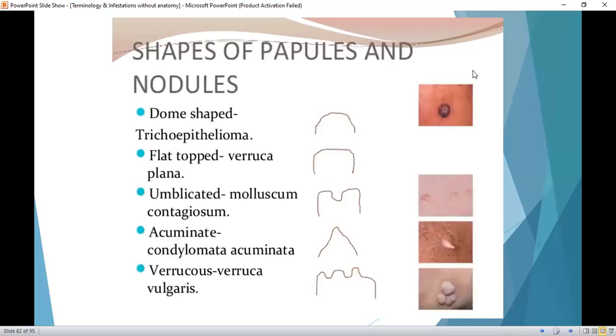Then this is just an animated picture of the different types of papules and nodules. Papule is usually dome-shaped, for example, trichoepithelioma; flat-top, verruca plana, plain warts; umbilicated, molluscum contagiosum, with a punctum present in the center. Acuminate, that is a special, filiform or hill-like, mountain-like, condyloma acuminata. Verrucous, different types of multi-peaked lesion, like in viral warts, verruca vulgaris.